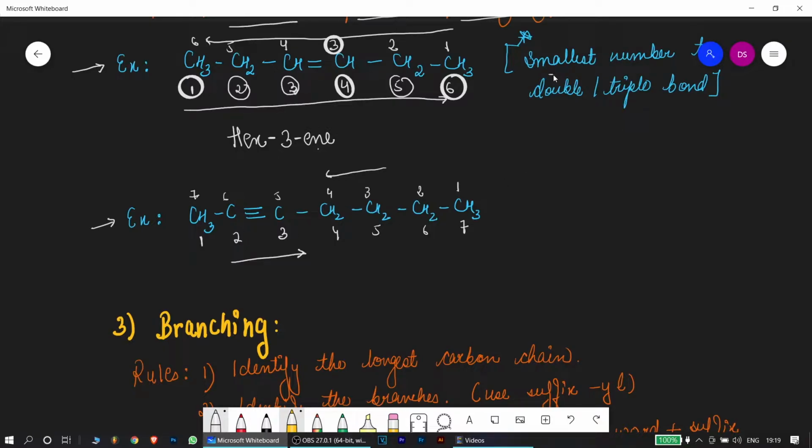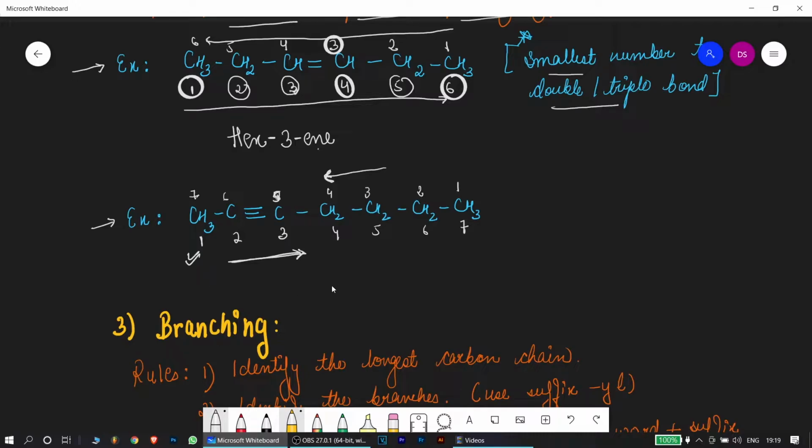Here you can see the smallest number to the double or the triple bond must be given when the position of the double bond or the triple bond is not the terminal one, right? If it is a terminal one, then it is not an issue because it is always going to get first number, right? Now here you can see from above, if we start numbering, then what will happen? The triple bond is getting position 5, which is higher of course, and if we number it from this side, then it is going to get second number. So we are definitely going to go ahead with this.